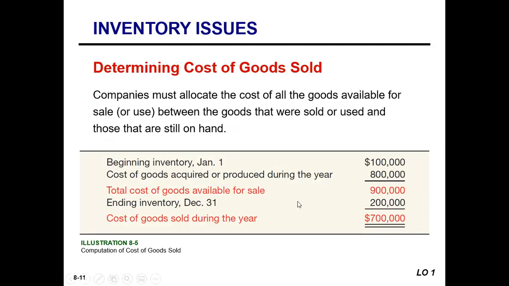For example, if we had cost of goods available for sale of $900,000, and then we do a count at the end of the period and we've got ending inventory of $200,000, well, then that means we must have sold $700,000 worth of goods, right? So again, this is really what we're calculating when we're using FIFO, LIFO, or the weighted average method for inventory. We're calculating ending inventory and then cost of goods sold.